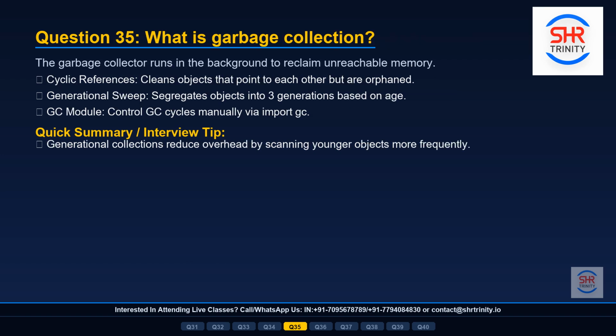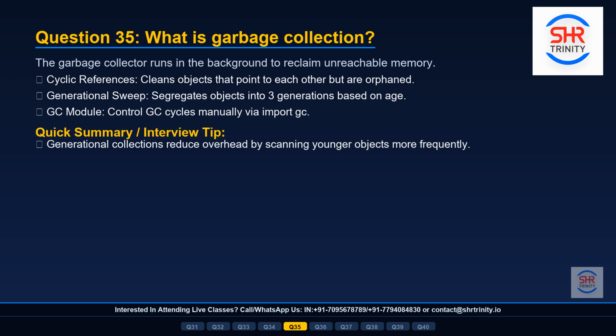Question 35. What is garbage collection in Python? While reference counting handles most memory cleanup immediately, it cannot handle one tricky situation: cyclic references. Imagine object A holds a reference to object B, and object B holds a reference back to object A. Neither will ever reach a reference count of 0, even if your code no longer needs them. The garbage collector solves this problem.